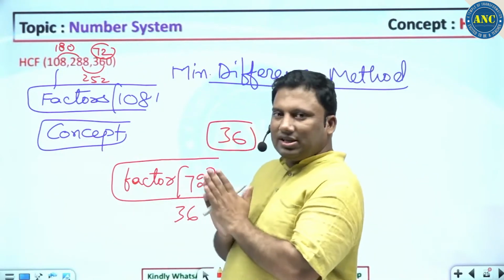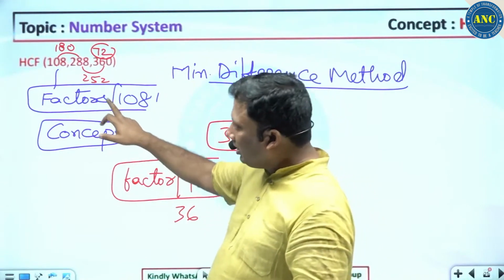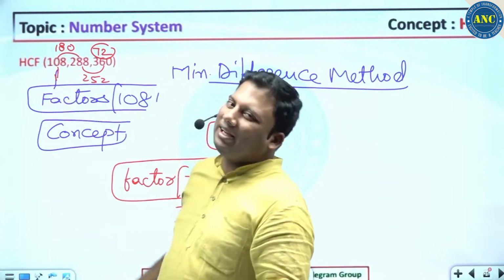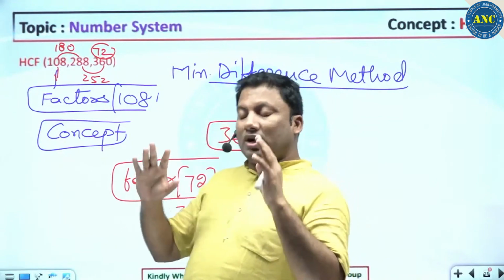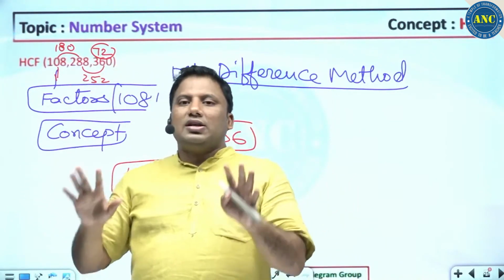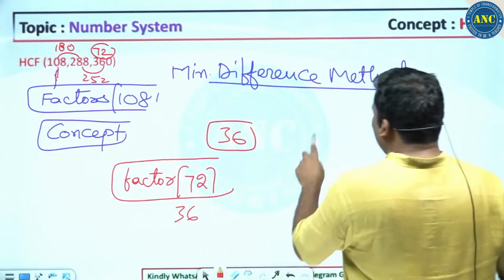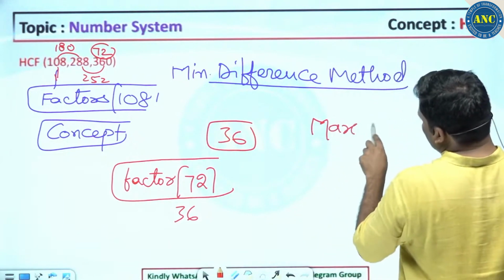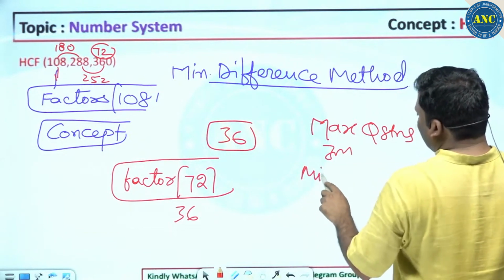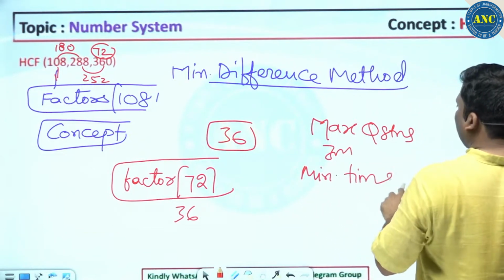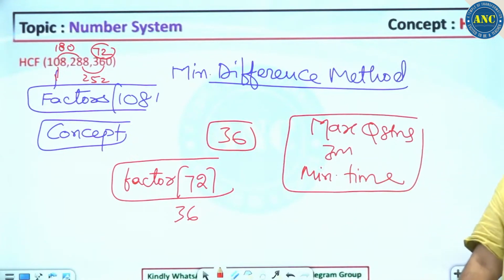108, 288, 360. Take the minimum difference method. If I go to the smallest number, it might be a little time consuming. If you get it that way, that's fine. But anything you are solving, you should ask, sir, how should I solve the maximum questions in minimum time? This should be your agenda: maximum questions in minimum time. I hope the idea is clear.